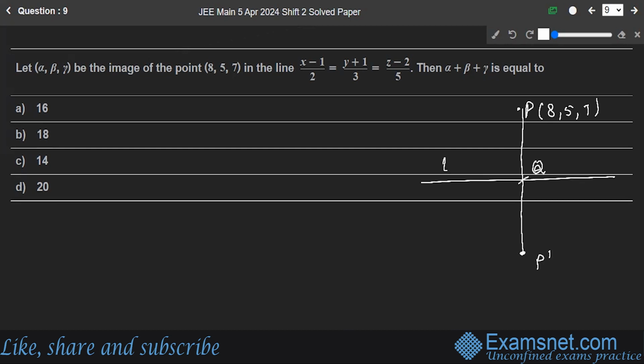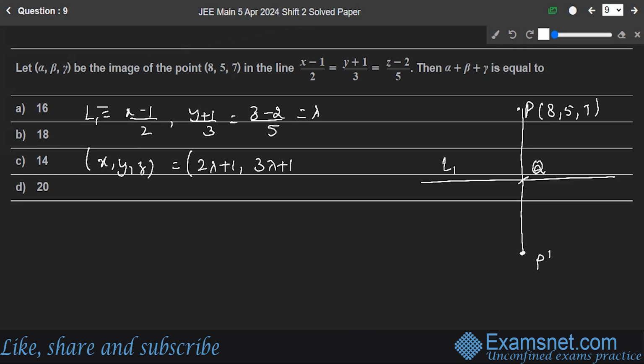Right, this is the line, let's say L1. So L1 here is given by (x minus 1) upon 2, (y plus 1) upon 3, (z minus 2) upon 5. Let's say this is equal to some lambda. So any point on this line will be given by x, y, z equal to 2 lambda plus 1, 3 lambda plus 1, and 5 lambda plus 2. This is Q and this is P dash. This is your alpha, beta, and gamma.